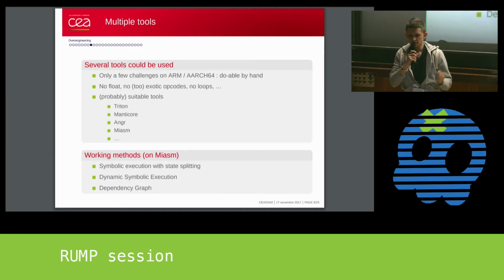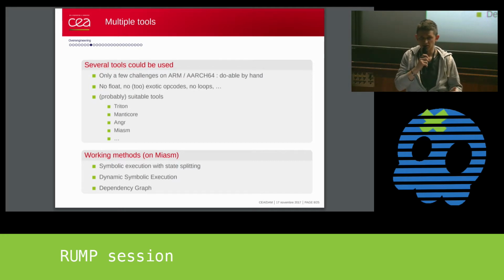The other goal is that multiple tools can be used to solve this. There are only a few challenges on ARM architectures because a lot of tools don't support it yet. So they are doable by hand. It's boring, but you can do it. And there is a kind of reward for the people who do it automatically. We don't add floats, we don't use too exotic opcodes, no loops, and we think that this challenge is solvable with Triton, Manticore, Angr, and Miasm.